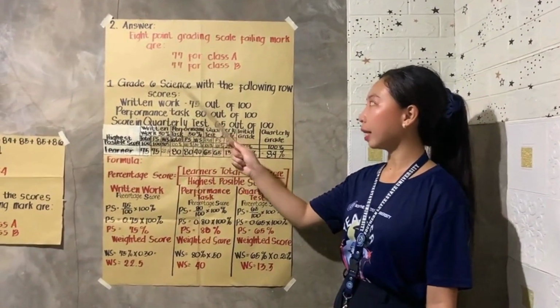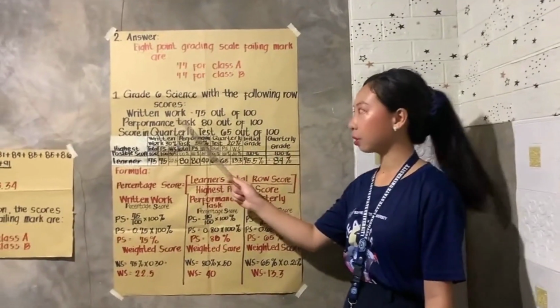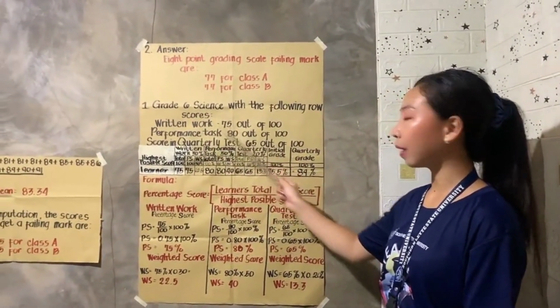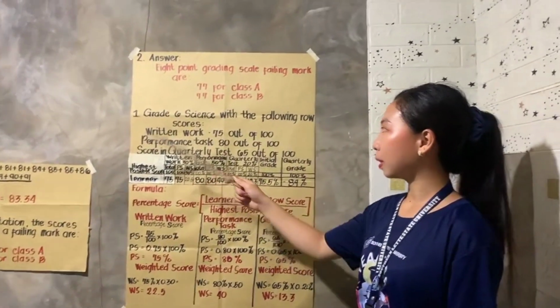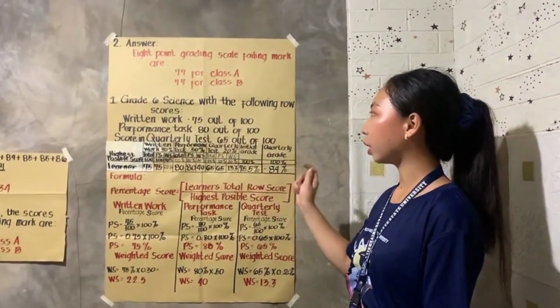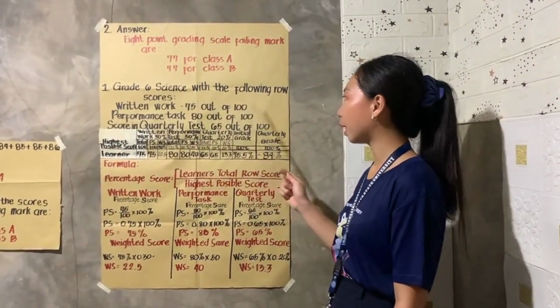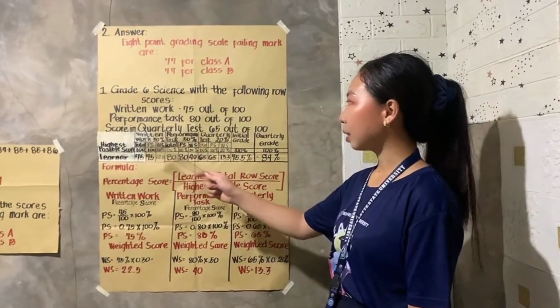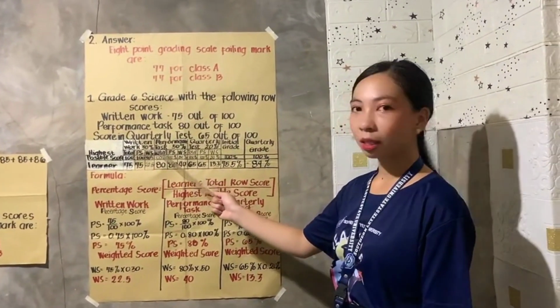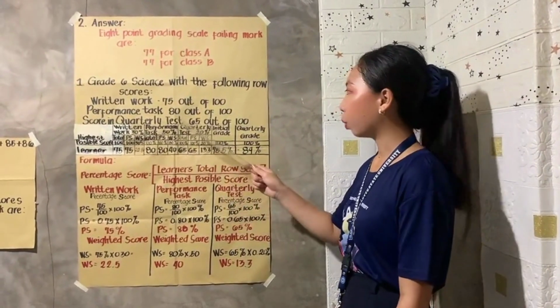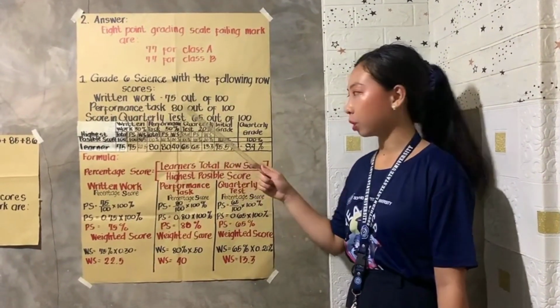Grade 6 science with the following raw scores. For the written work, they got 75 out of 100. Performance task, 80 out of 100. Score in the quarterly test, 65 out of 100. The written work is 30%. The performance task is 50%. The quarterly test is 20%.